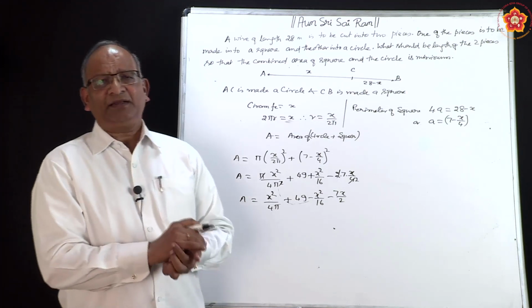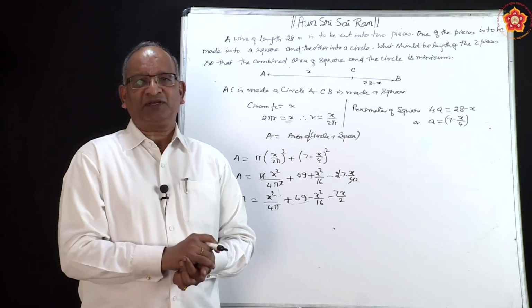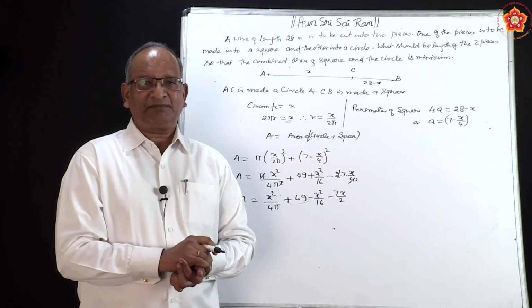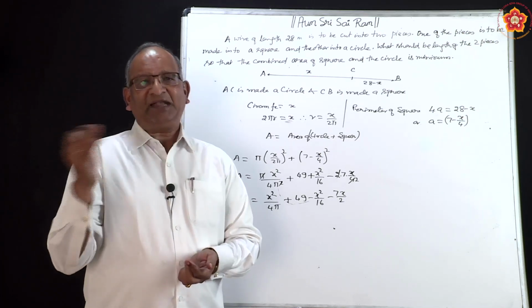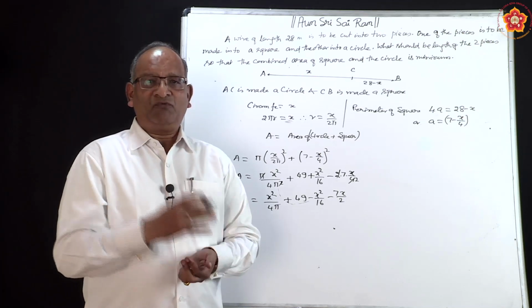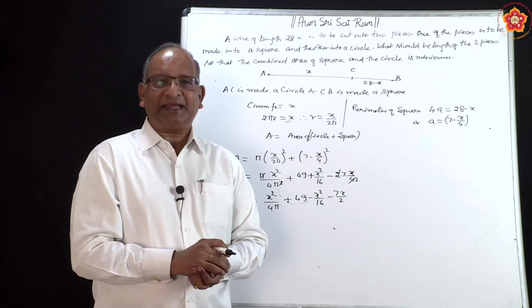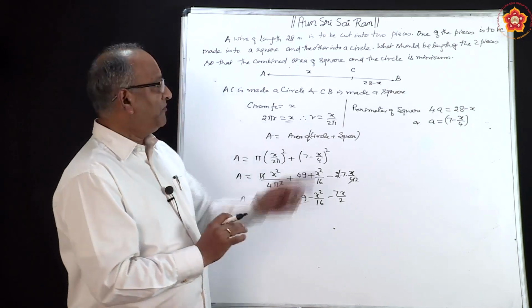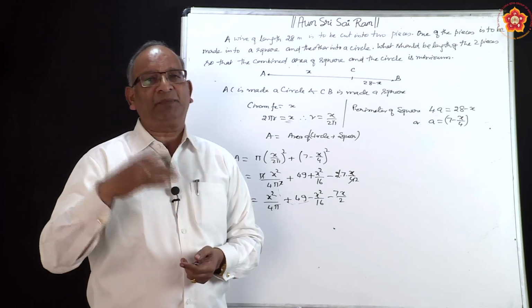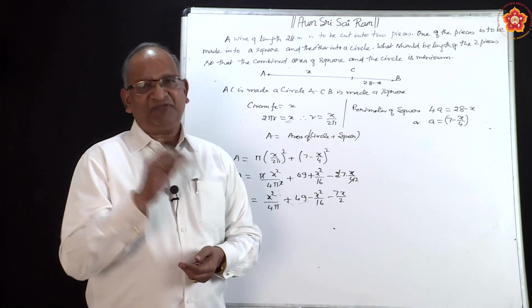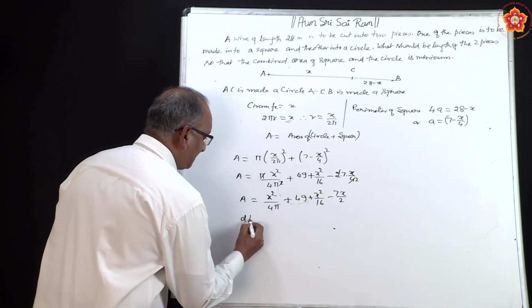What is the procedure to maximize or minimize a function? The procedure is, first find the first derivative, equate it with 0, find the value of the variable, and substitute that value in the second derivative. He wants the area to be minimum, so the second derivative should be positive. So first we will find the first derivative, dA by dx.